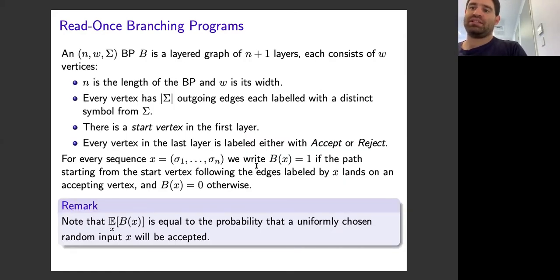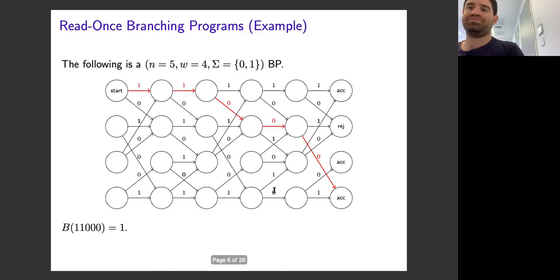And a convenient notation is this. For input x, we write B(x) equals 1 if the BP accepts the input and 0 otherwise. And this is convenient because now the expected value of B(x) is exactly equal to the probability that a uniformly chosen random input will be accepted by the BP.